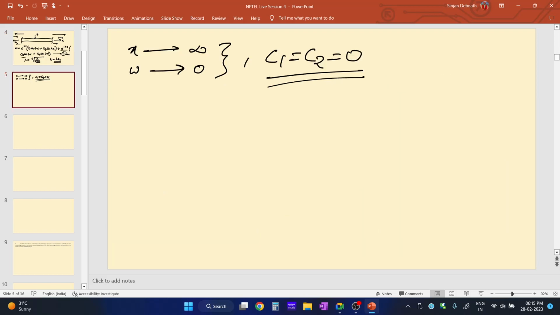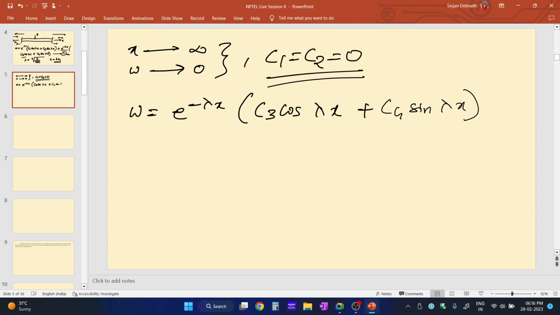So let me write it down. After applying the necessary boundary conditions, we get C1 equal to C2 equal to 0. That means W will be equal to e to the power minus lambda x (C3 cos lambda x plus C4 sin lambda x). Suppose this one is equation 2. So now there are still two constants, C3 and C4. In order to eliminate these two constants, we need to apply more boundary conditions, right? So what are the other boundary conditions?